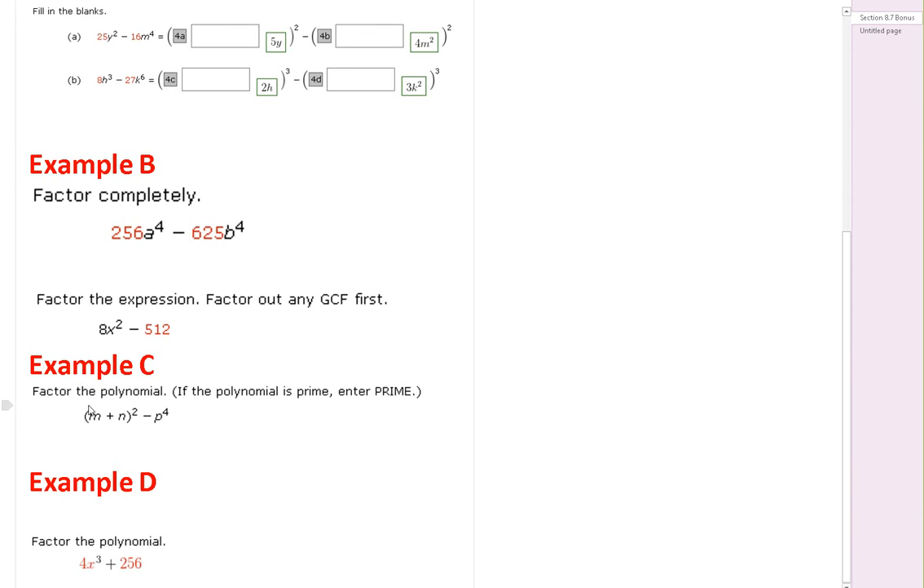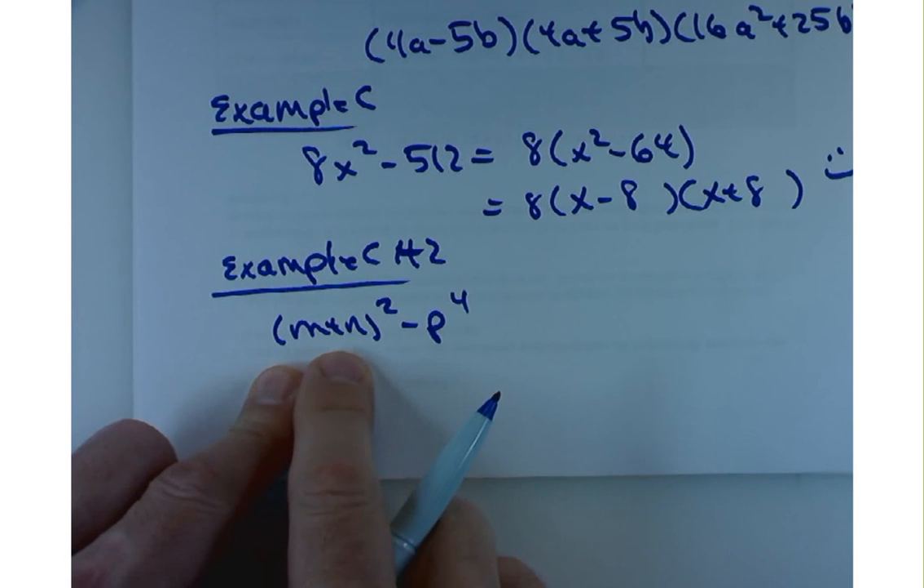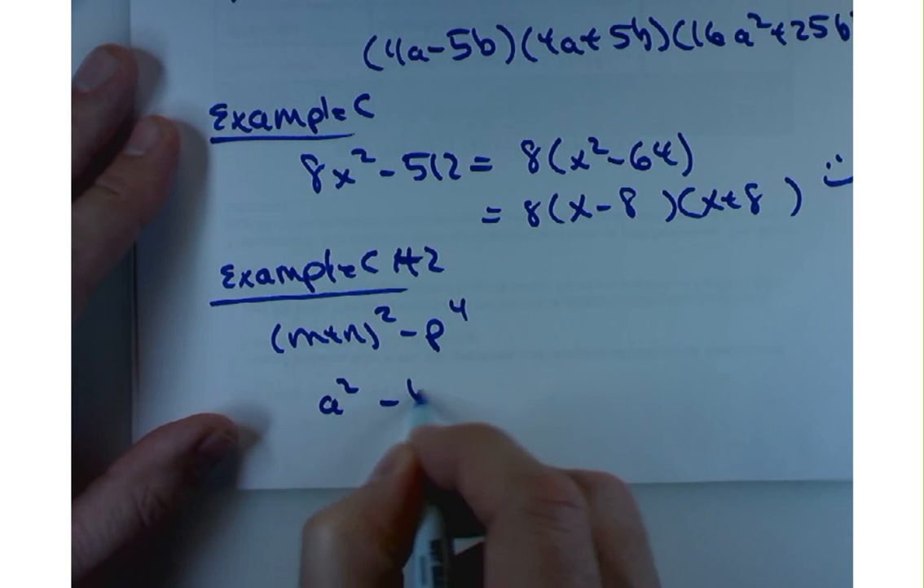This one, example C, should be example D, I guess. Or the last one should have been example B. So example C, part 2. M plus n squared minus p to the 4th. Well, you've got to group this, you've got to look at this thing as being one whole term. So it really does kind of fit the pattern of an a squared minus b squared.